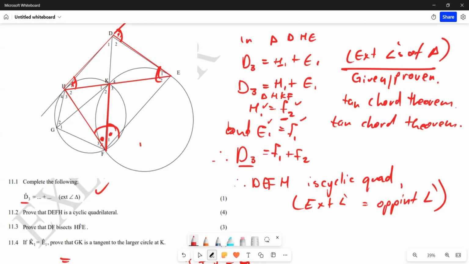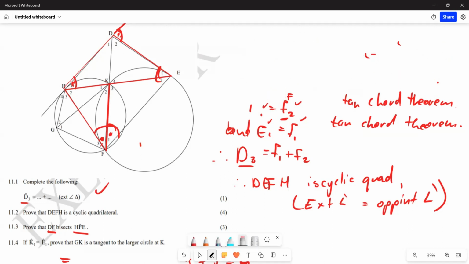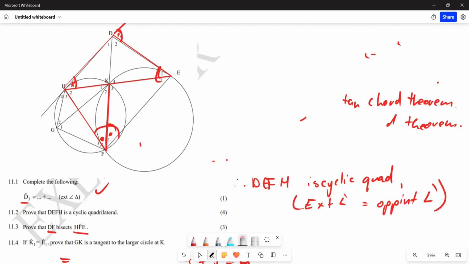Now, what is it that I want you to look at? They want us to also prove that DF bisects HFE, right? How can we prove that? Let's just make up our space here. So now in order for us to prove that, what is it that we can take from here? Firstly, if they want us to prove that this is the DF, it bisects HFE. So basically, they want us to prove that F1 is equal to F2 altogether.